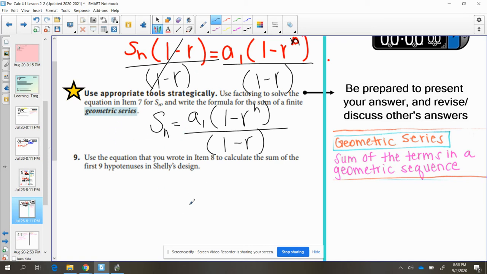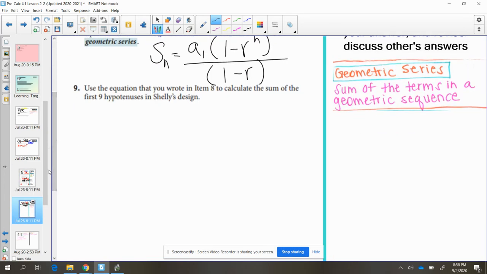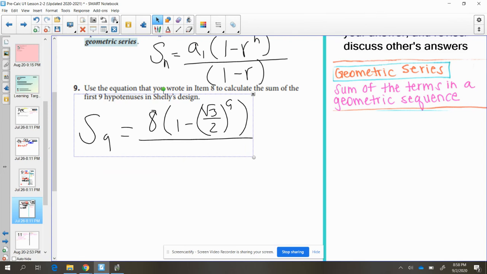So if we wanted to add up the first 9 terms of Shelley's seashell sequence, so we expanded this out all the way, we want to summate 9 of these. We now have a shortcut to be able to do that using this formula. So the sum of the first 9 terms is our first term, a sub 1, times 1 minus our r value to the n power, so in this case 9, divided by 1 minus r.